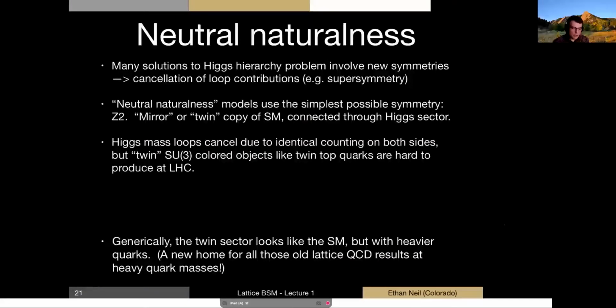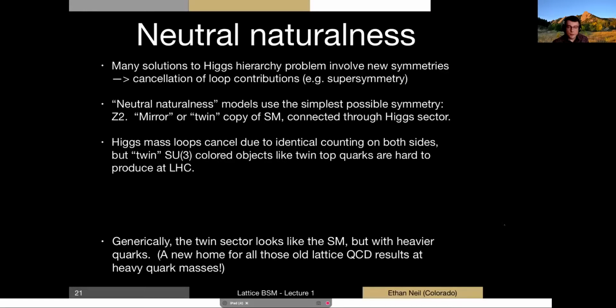Okay, so just to wrap things up, a few words on a couple other scenarios other than composite dark matter. The one that I really want to mention is neutral naturalness, and this is another solution to the Higgs hierarchy problem. A lot of the solutions to Higgs hierarchy rely on some new symmetry appearing, and that gives a cancellation of these loop contributions that lead to the hierarchy problem. That's, very roughly speaking, how low-scale supersymmetry works.